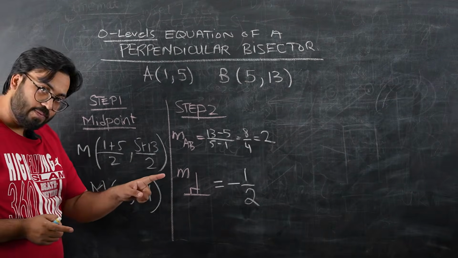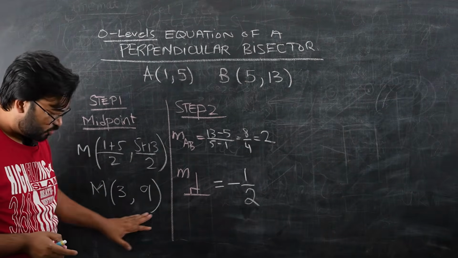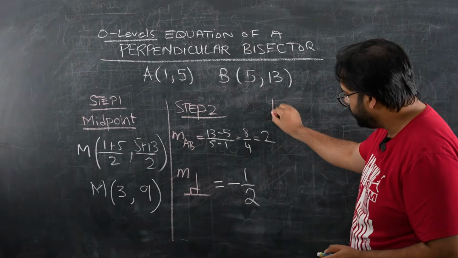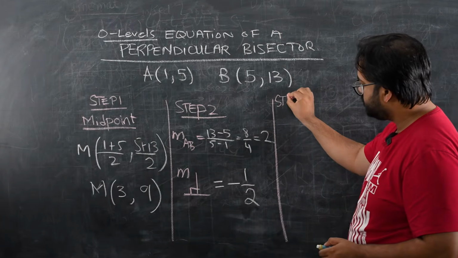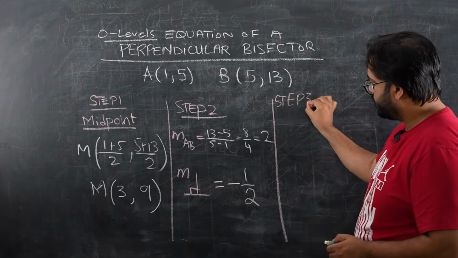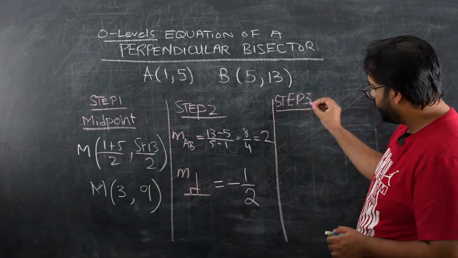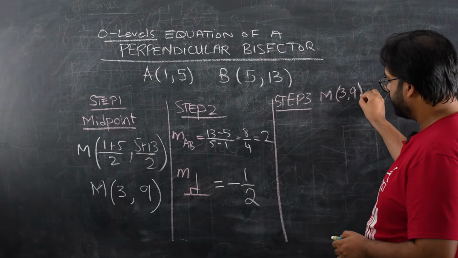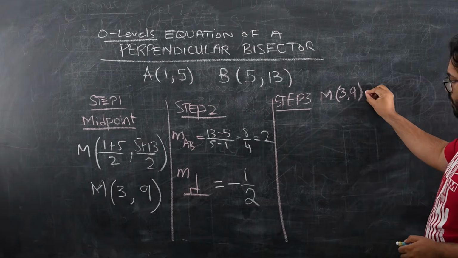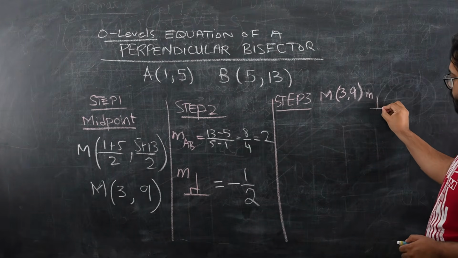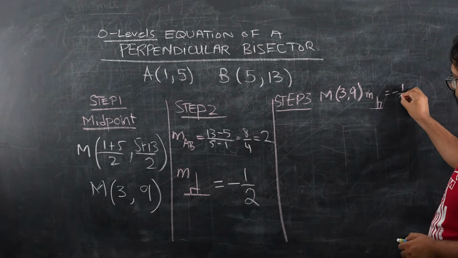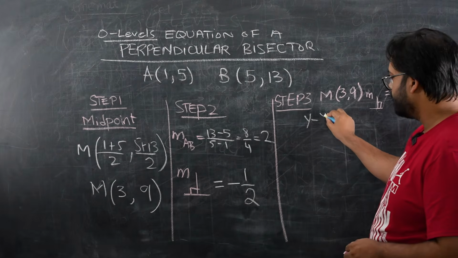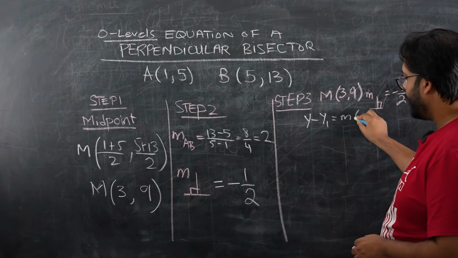For equation of a perpendicular bisector, we're going to use these 2 values that we have just found and find an equation of a line. So number 3 step is step 3. You're going to use the midpoint M that you have just found, that is 3, 9, and you're going to use the gradient of the perpendicular, that is negative 1 by 2. And we're going to find the equation of the line as y minus y1 is equals to m times x minus x1.